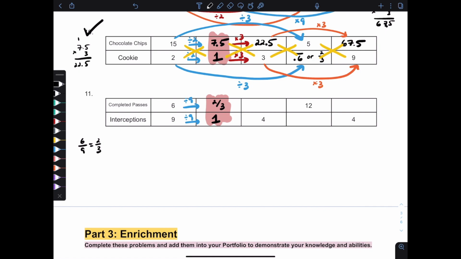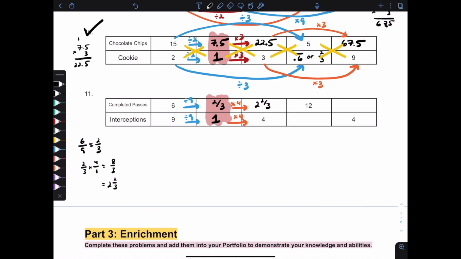Not very good here. Now that we have a unit rate, we can actually pretty easily go from 1 to 4. It's just times 4. And so 2/3 times 4 will be how we get to this blank here. So we can go ahead and take this 2/3 and multiply by 4. Can't cross cancel, unfortunately. That's 8/3. That's going to be 2 and 2/3. 2 and 2/3. That's the number of completed passes for the interceptions.